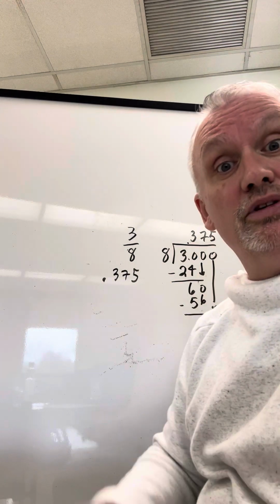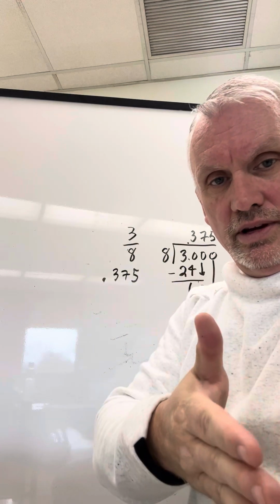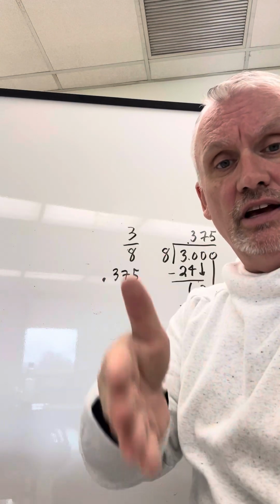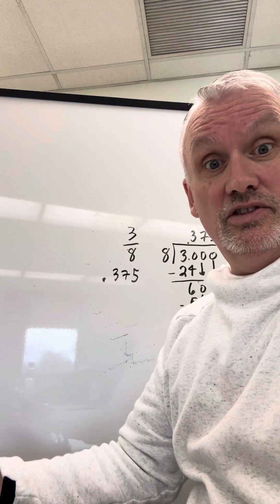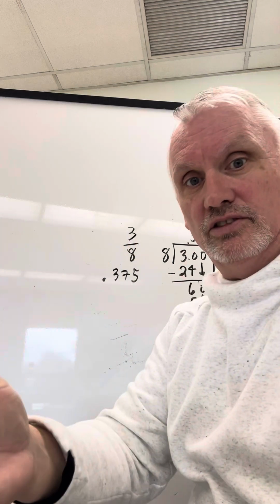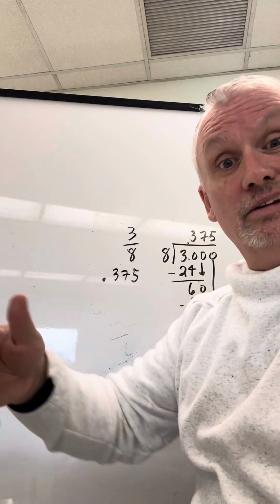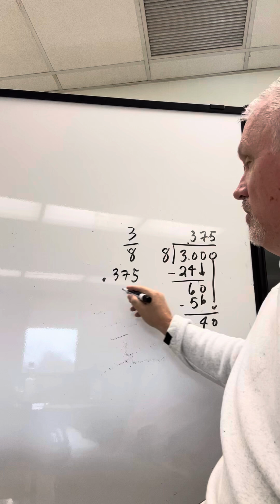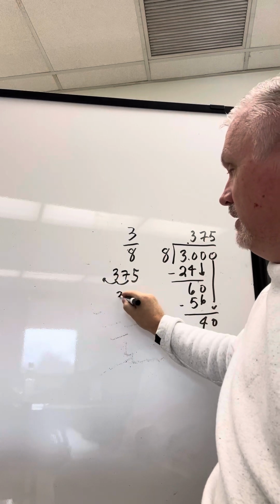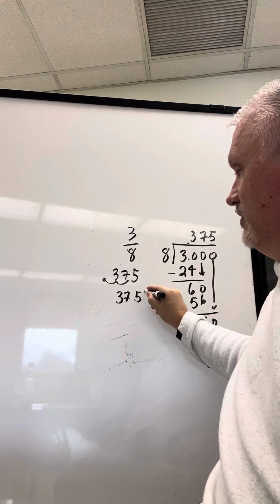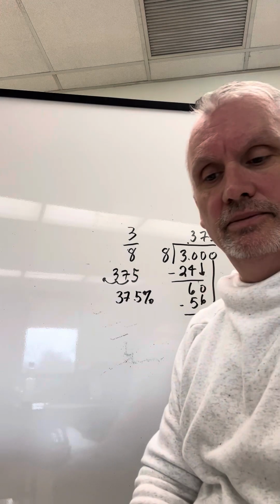Change it into a percent. The rule: you can go from a fraction to a decimal to a percent. That's what I would suggest doing. From a percent to a decimal. That's what I would suggest. And then you could go to a fraction after that. So move this thing 2 to the right, 37.5, and don't forget to put the percent sign down.